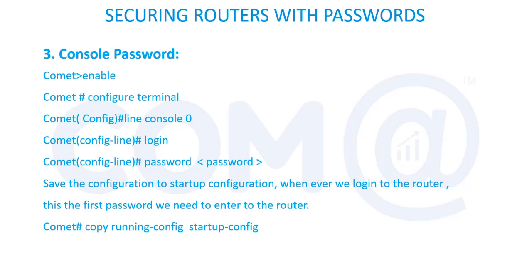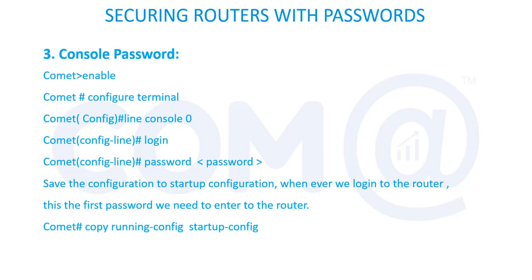We go to configure terminal, the global session, and enter into the line console, and we have to use the command login. If you give a password without login, it will not work. We have to use this command first, and only then type a password. The command is password, and you can type whatever password you want, based on the standards of the organization. Then we can save the configuration, and after you exit, whenever you enter the router, it will prompt for a password.